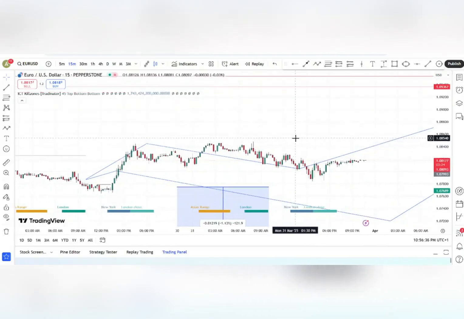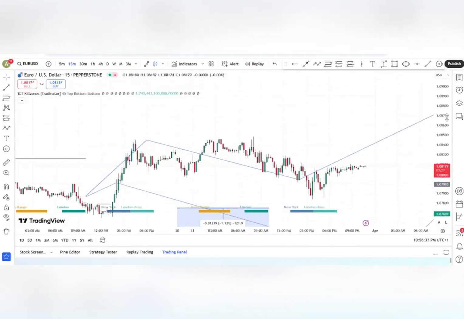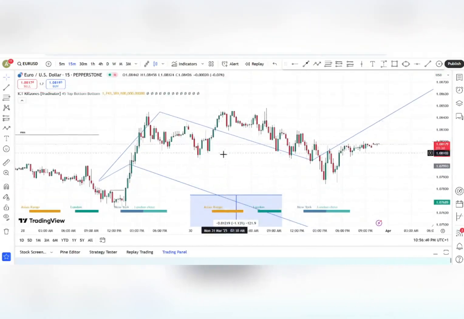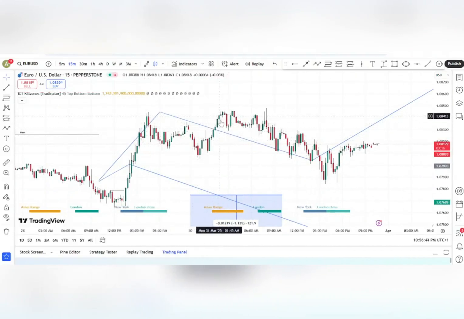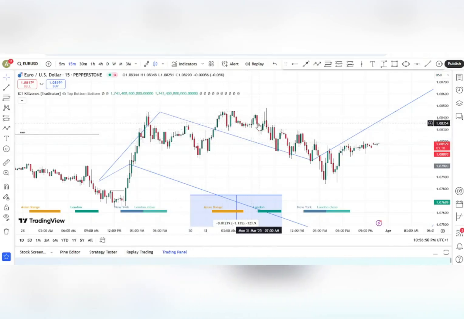Today was, okay, this 31st March. So if you look at this, what happened? This was the Asia range. You see the market was just ranging, there was no clear direction, right? So what do you see?